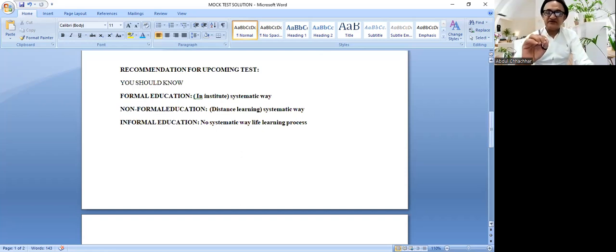So the formal education means an individual who takes education in an institute, school, university, college, anything. This is a systematic way in which there's a complete certification degree program, and the student and teacher have contact, and that contact is pre-planned according to the curriculum with a timetable.